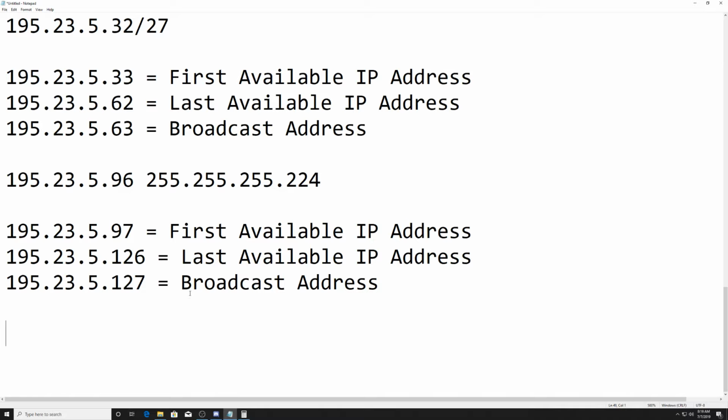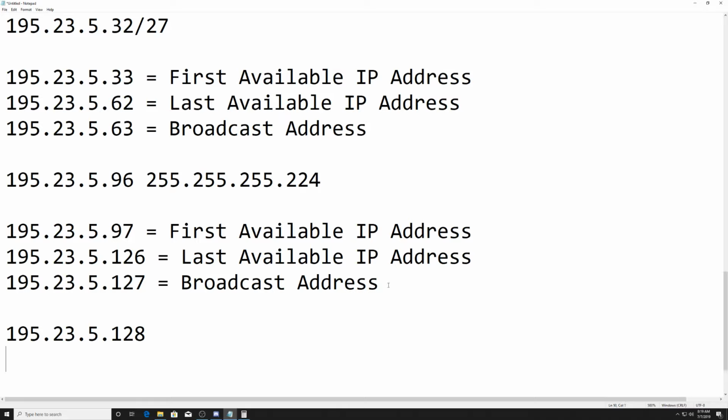Well, you can't use 160 because that's the next subnet. You cannot use 128 because that's the network ID. So you have to go down to 159, but you cannot use that 159 because that's the broadcast. So the addresses you can use will be 129 through 158 because 159 will equal the broadcast address. I'll just show you one more time. 195.23.5.128, right? You do 128 plus 32, that gives you 160.